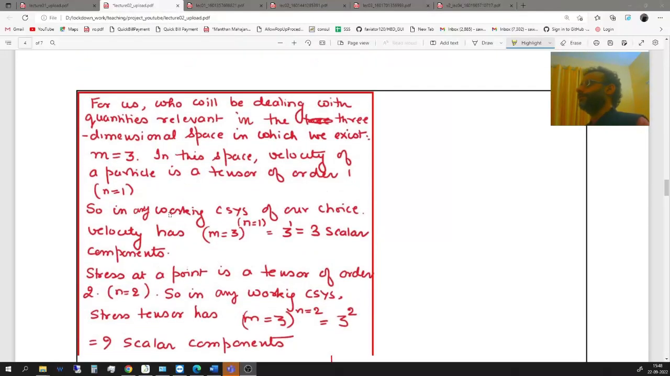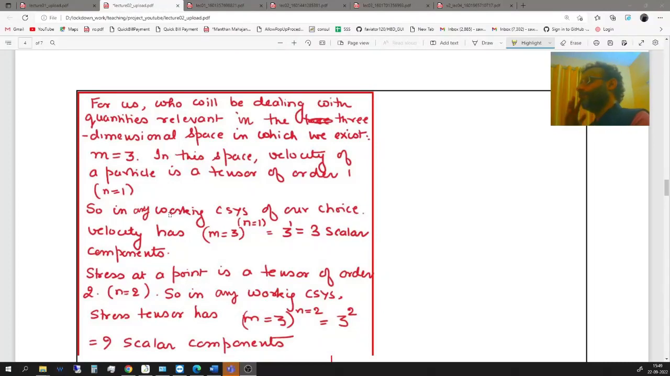For us, people who are trying to learn fluid mechanics, we will be dealing with quantities which are relevant in the three-dimensional space in which we exist. So for us, as engineers, m will be equal to 3. In this space, for example, the velocity of a particle is a tensor of order 1. So little n is equal to 1. In any working coordinate system of our choice, velocity will have 3 raised to power 1, that is 3, scalar components.